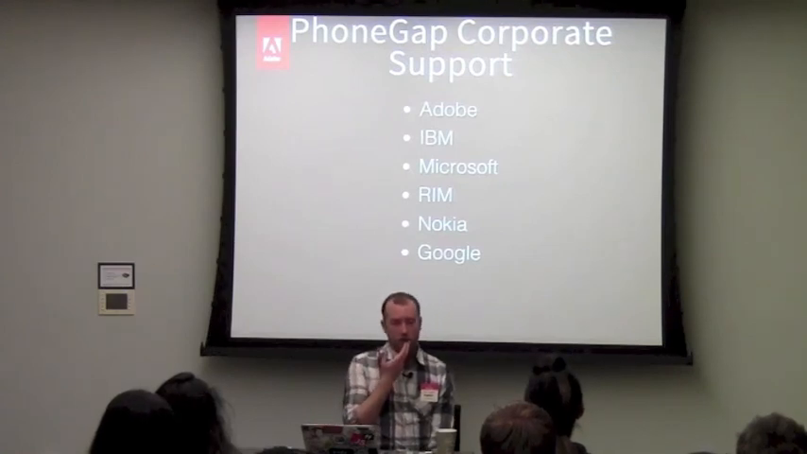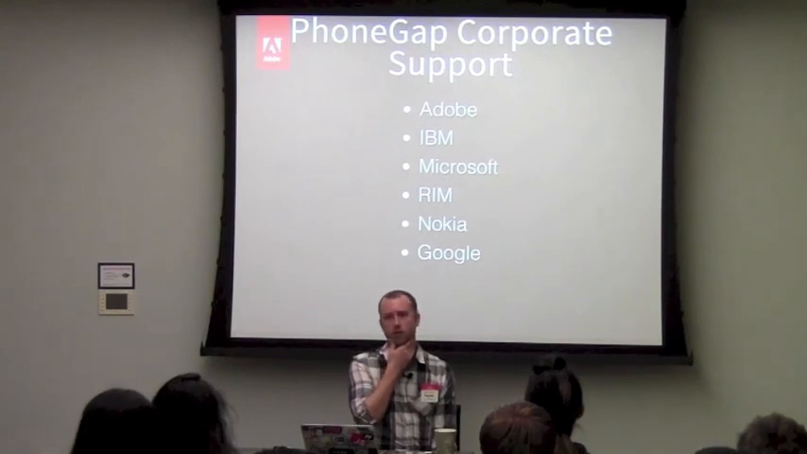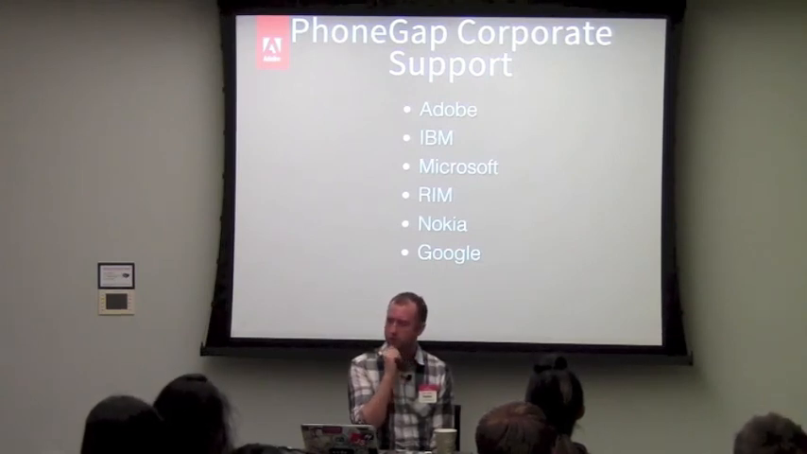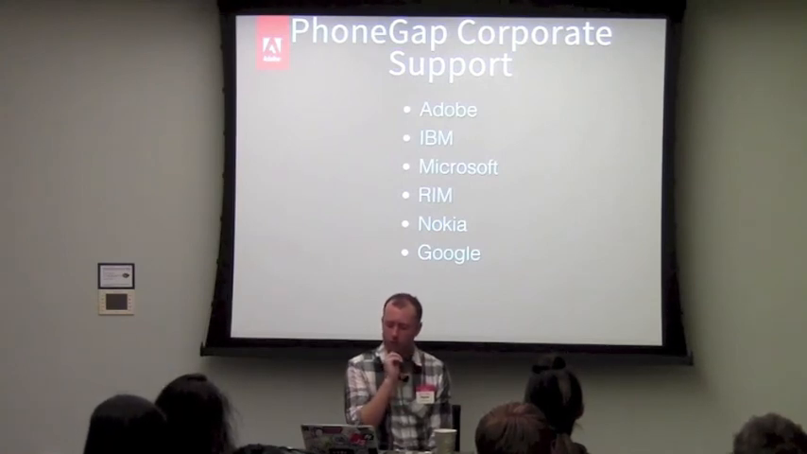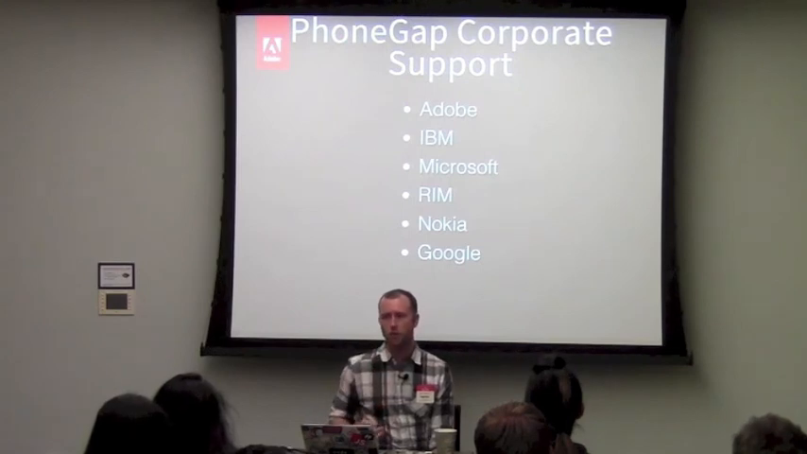And since joining Apache, a lot of companies have come on board. We used to beg, borrow, and steal to try and talk to these companies, but after becoming a member of Adobe and Apache, we had a ton of corporate support. So Adobe has 23 developers working on PhoneGap full-time. IBM has 6. Microsoft has 2 to 3, depending on how you look at it. RIM has 6 developers. Nokia has 2. Intel has 2 or 3, depending on how you look at it. And Google now has 4 developers committing back to PhoneGap. So there's a lot of corporate support.